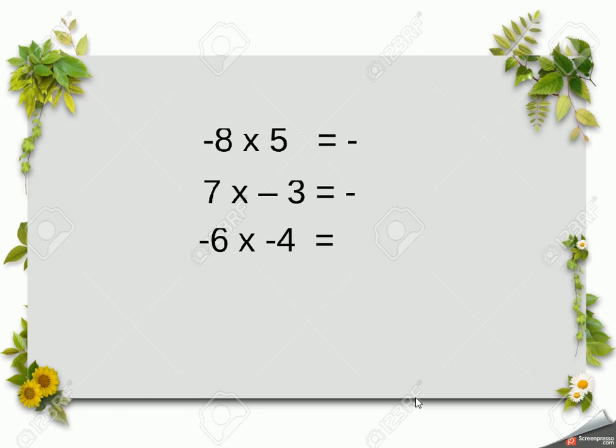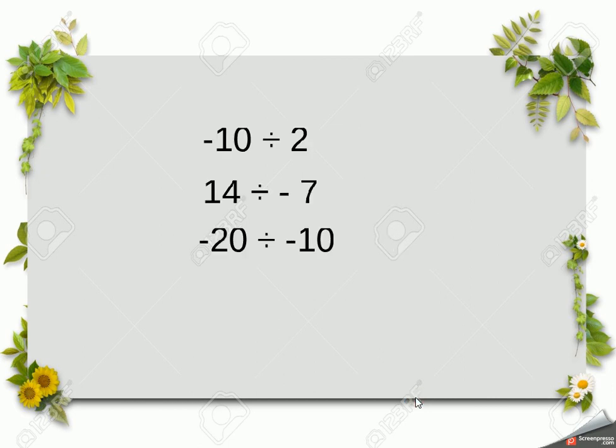So all I've got to do now is work out the actual multiplication, and of course to do that you just need your times tables. So if you can't multiply these numbers together, I thoroughly recommend that you go away and learn your times tables until you know them off by heart. So 8 times 5 is 40, 7 times 3 is 21, and 6 times 4 is 24, and there we have our answers: -40, -21 and 24.